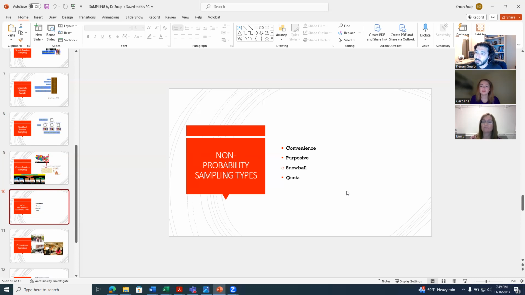That's convenience. That's why I did that, because it was convenient for me going to the library, collecting that data. And that's called convenience sampling strategy. That's a non-probability sampling strategy, because again, every single member of the population doesn't have an equal chance of being selected. So convenience is one type.